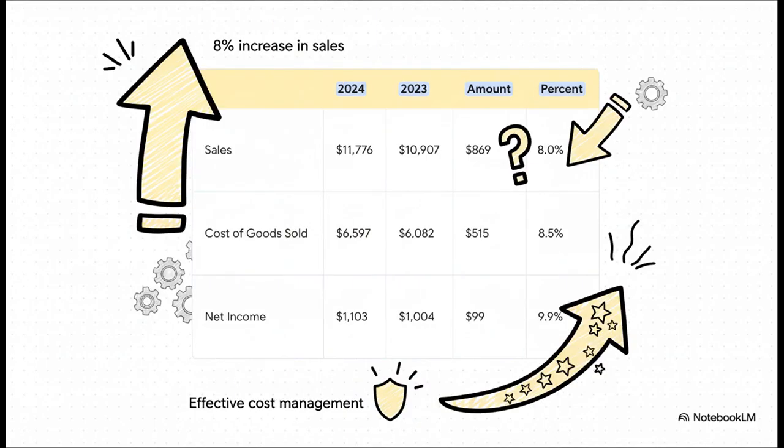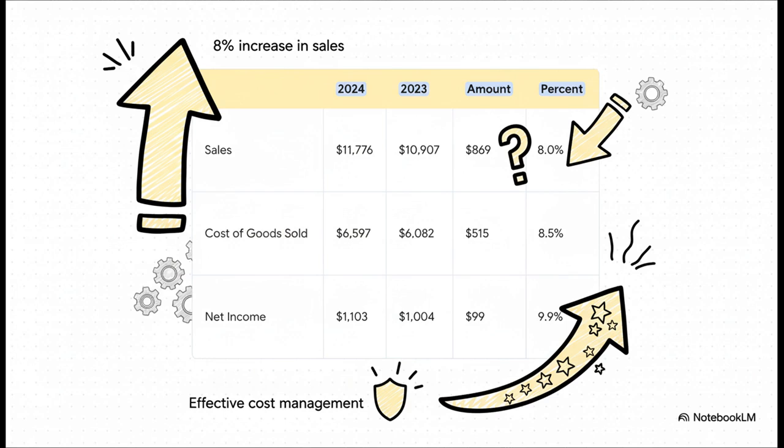Okay, let's do the same thing for the income statement. At first glance, things look good. Sales are up 8%. Great. But a sharp analyst would spot something interesting right away. Look at the cost of goods sold. It grew by 8.5%. That's actually faster than sales growth. That's a red flag. It makes you ask questions, right? Are their raw material costs going up? Is something inefficient in their production line?